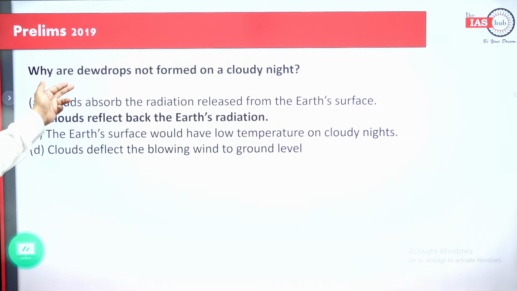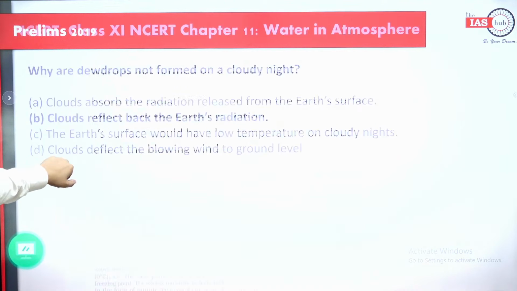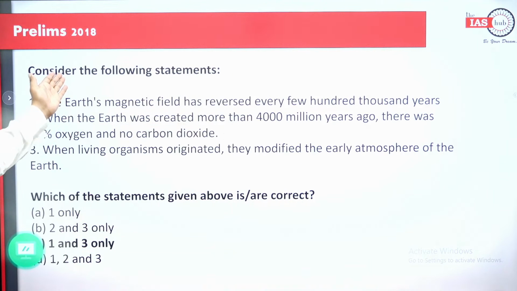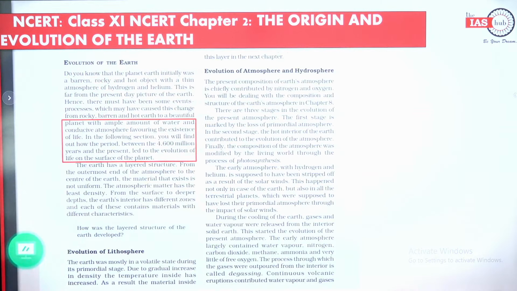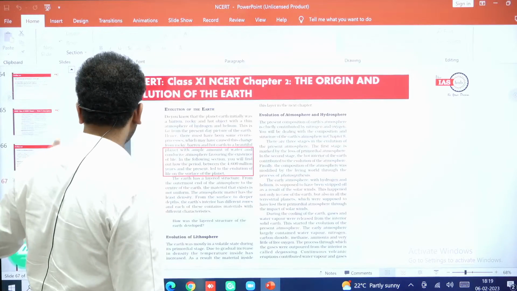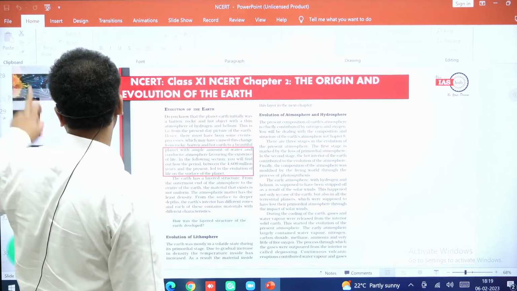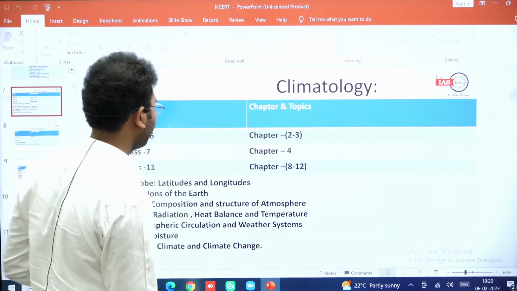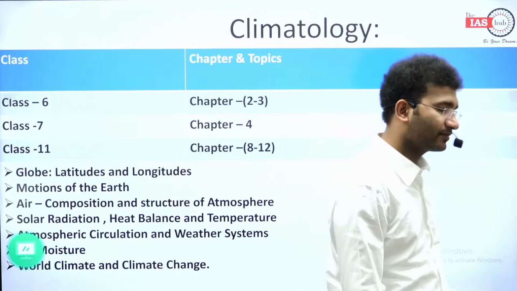In the same paper, there is another question that is asked. You will find it in the NCERT. कहाँ पे? Page number के साथ. So another question in 2018, you will again find them in the NCERT. Right? So climatology एक hot cake है NCERT के लिए and UPSC के लिए, because most of the questions of preliminary examinations will be asked from these areas.